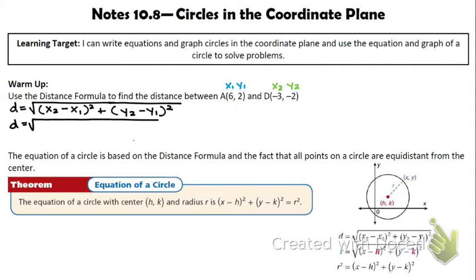Square root of x2 minus x1 squared. So my x2 value is -3 minus x1, which is 6. And then I'm going to square those, plus y2 minus y1 squared. So y2 is -2, y1 is -3. And now I'm just going to simplify that.